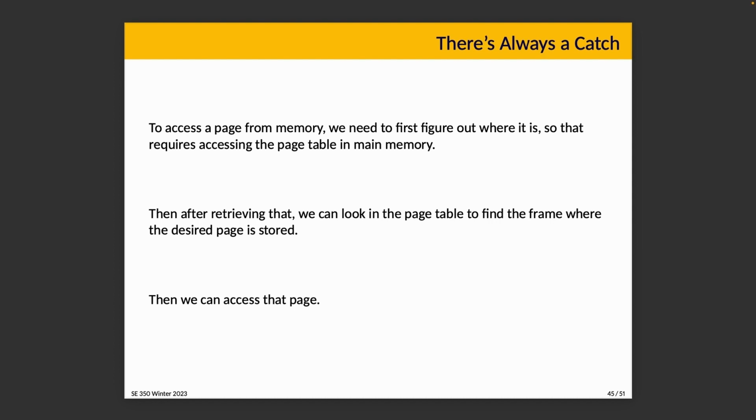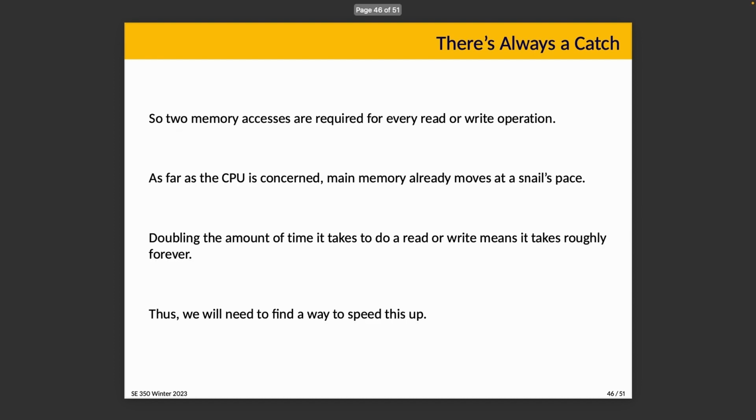Okay, so now we have two memory accesses that are required for every read and write operation. That's starting to sound like a problem, because going to main memory twice every time we want to do a read and write sounds like it would involve a lot of CPU time and a lot of effort, right? As far as the CPU is concerned, main memory is already pretty slow, and doubling the amount of time that it takes to read or write memory is going to be painful, right?